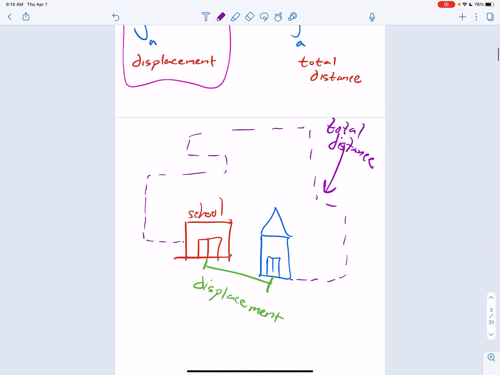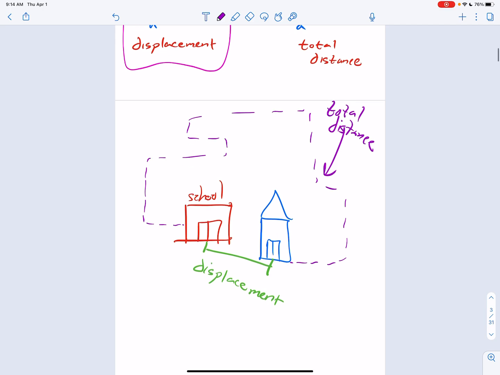Displacement, remember this visual here, displacement doesn't care about what happens during your trip. You're just finding out where you started and where you ended. Okay? So here we go.